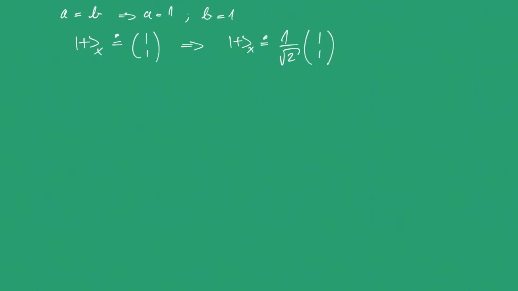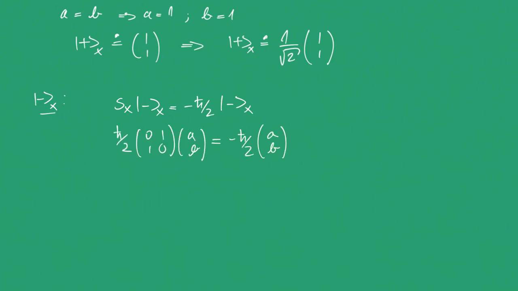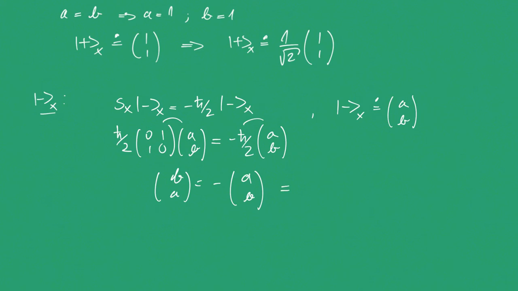eigenstate. Same steps for ket minus subscript x, the other eigenstate of our operator, and I write down the whole calculation, which is, and of course here I assumed that ket minus subscript x also has this representation, and from here we have that b equals minus a.